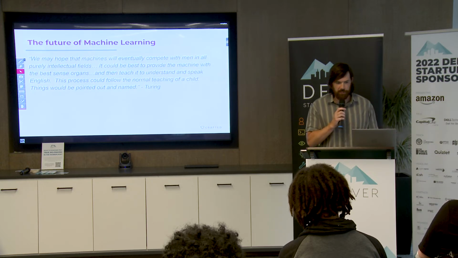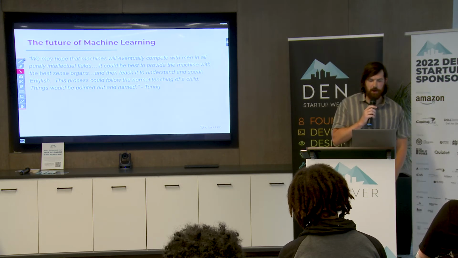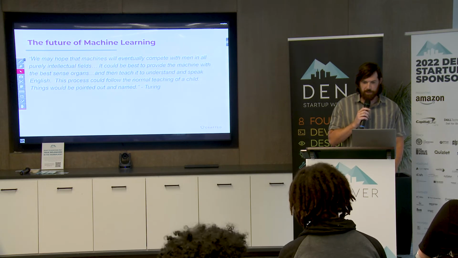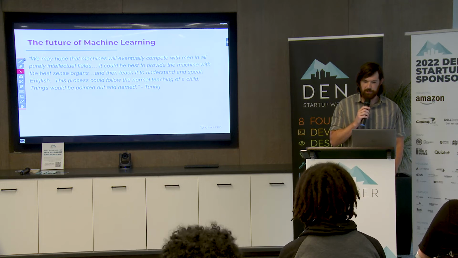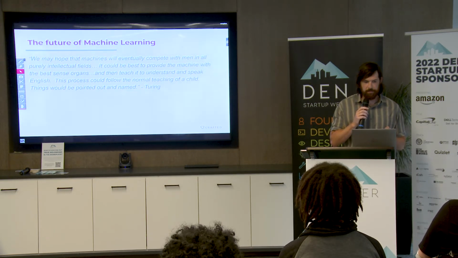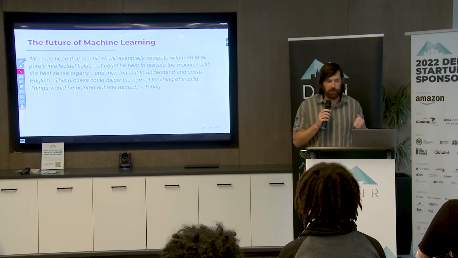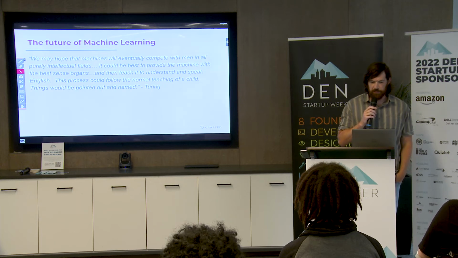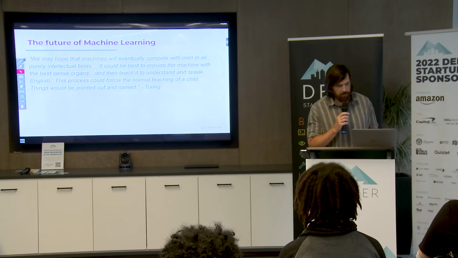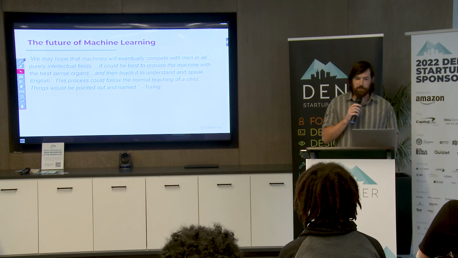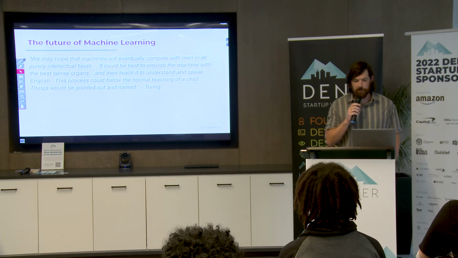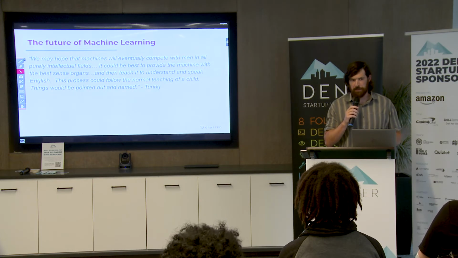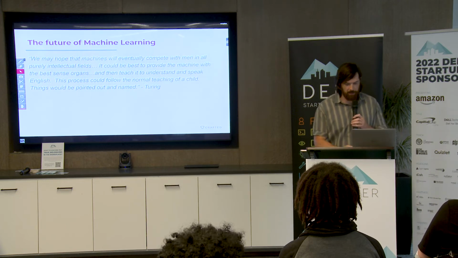Okay, so the future of machine learning, got to quote Mr. Turing again. We may hope that machines will eventually compete with men in all purely intellectual fields. It could be best to provide the machine with the best sense organs, and what he's talking about here is things like computer vision, like eyes, or ears for audio processing, and then teach it to understand and speak English. So a little NLP specific here, but still the main point is true. The process could follow the normal teaching of a child. Things would be pointed out and named. So in 1950, Turing already knew that supervised learning was going to be a thing, and was talking about it right here.